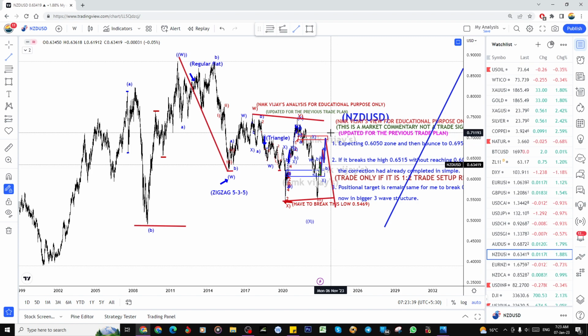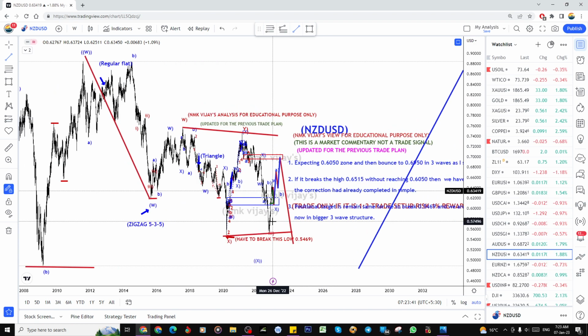So let's wait. In this market, if you need to make money, you need to take a risk at the right time. That is the only thing. If you believe in your analysis, and if you have a trade plan with your money management, you can make money in this. So let's move on to the next one, Euro New Zealand.